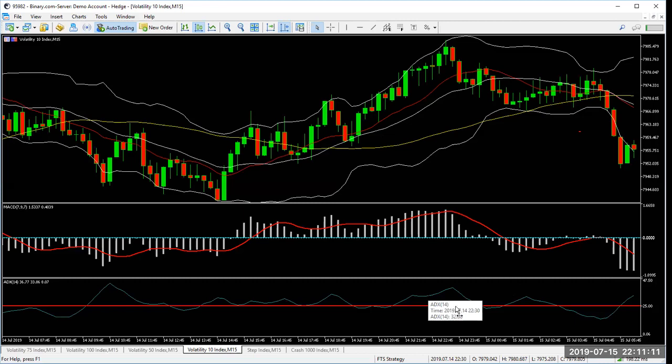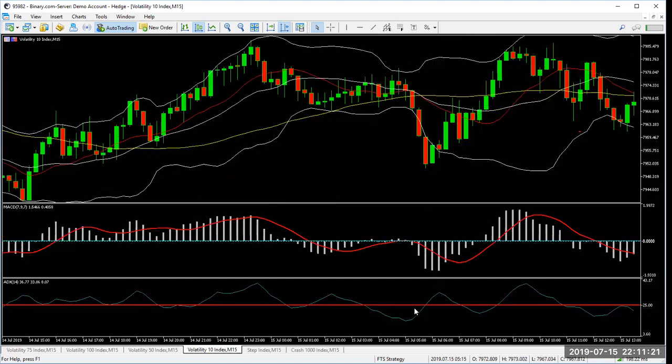So how do you know if a market is trending or ranging? If this blue line, I don't know what color it is on your own chart, but any color it is, if it is below the 25 line, then it means the market is ranging. And no matter what the MACD or the Bollinger Band is telling you at that point, just ignore. Know that that is not a good time to trade.